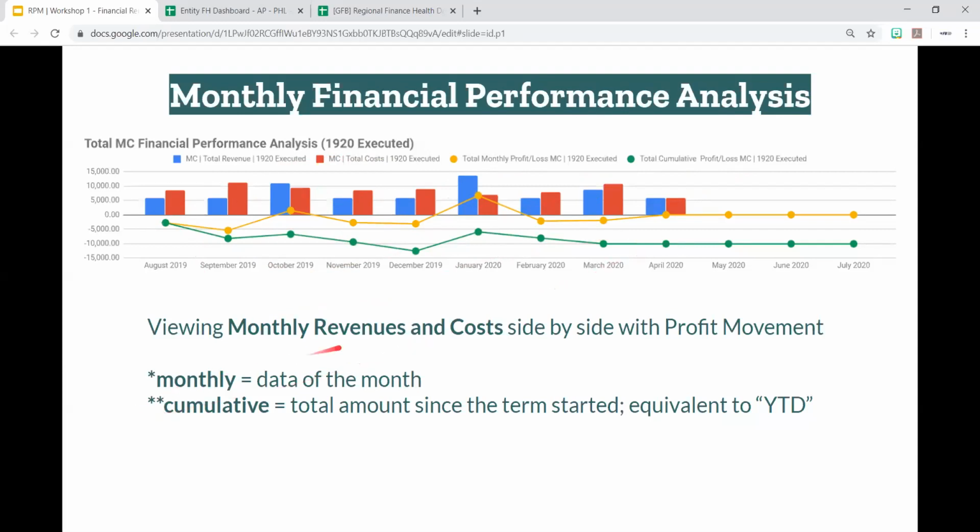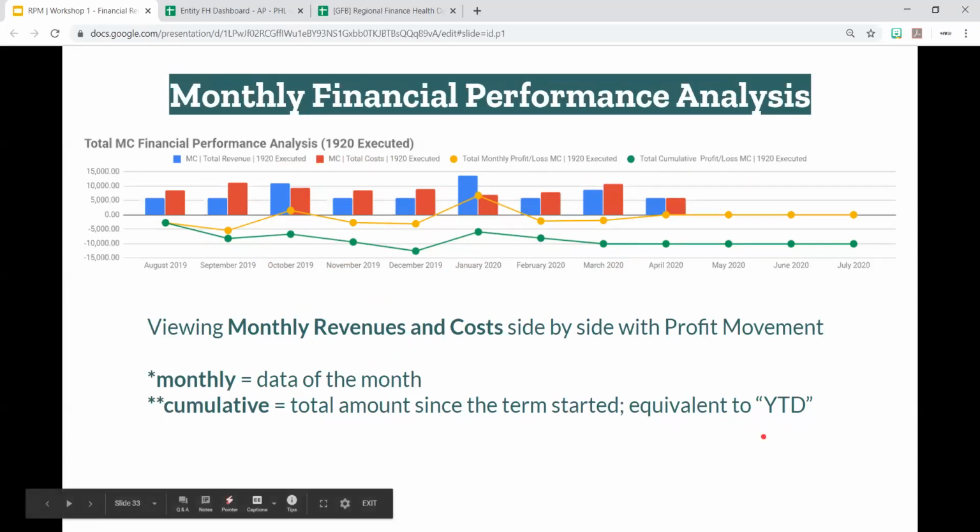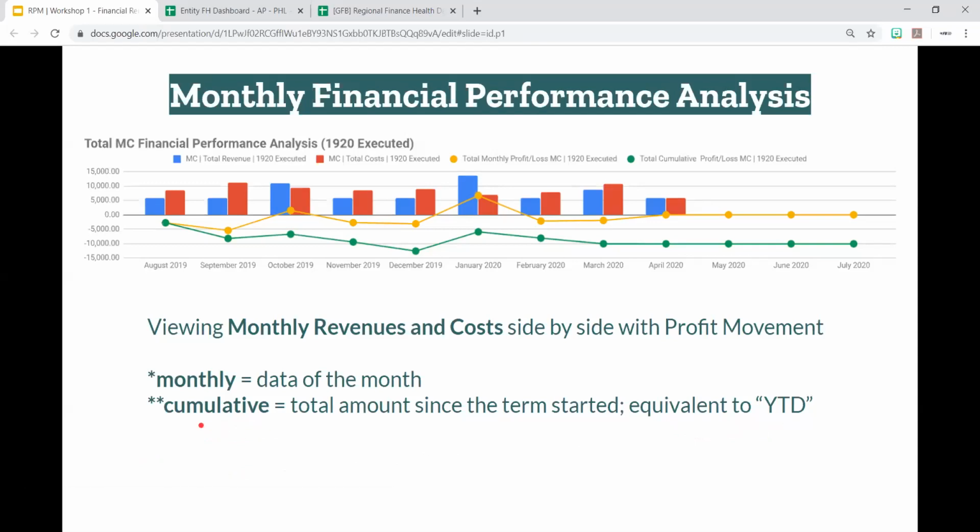Just to take note, by the way, monthly is the data of the month, while cumulative is the total amount since the term started, or year to date. You might see the word cumulative quite a lot in finance because that's the usual word that we use. Year to date is more based on operations. So just a quick note: year to date is the equivalent of cumulative and vice versa. This is a good way to view your financial performance, because you can see your total revenues and total costs side by side, and also the profit growth.